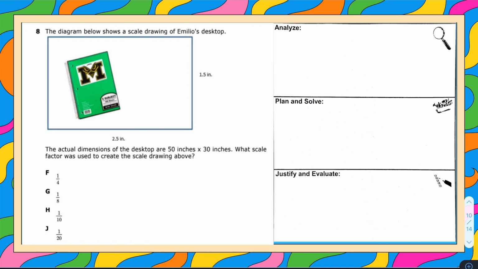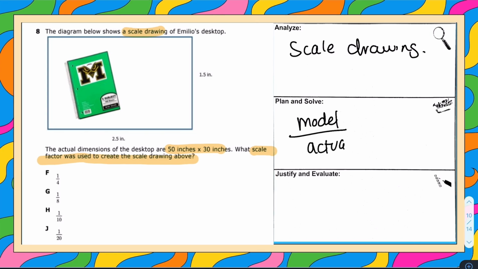Question number 8. The diagram below shows a scale drawing of Emilio's desktop. The actual dimensions of the desktops are 50 inches by 30 inches. What scale factor was used to create the scale drawing below? So scale drawing problem. We know that we can do model over actual or new over old to find our scale. So in this case, I could take any side, and usually it's length times width. So that's how they set up these words right here.